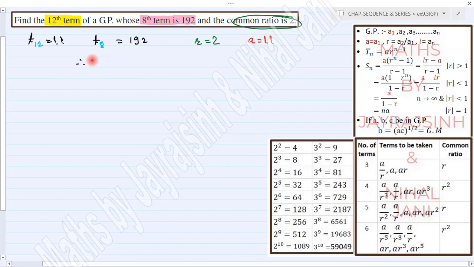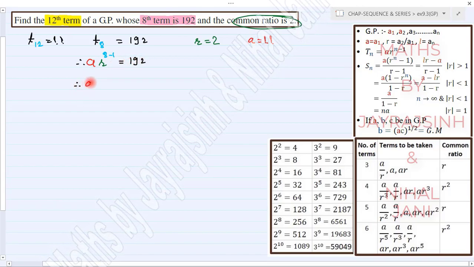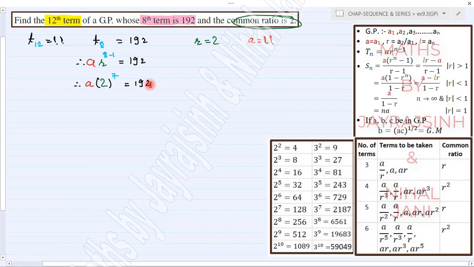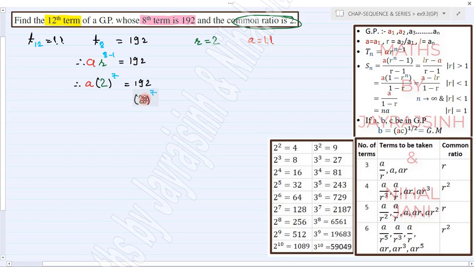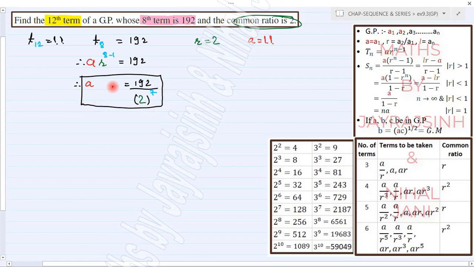So, the 8th term can be rewritten as A r raised to 8 minus 1 is equal to 192. But we know that the value of r is 2. So, to get the value of A, we just have to make A the subject. So, we'll get A is equal to 192 upon 2 raised to 7. And we already have the common ratio.